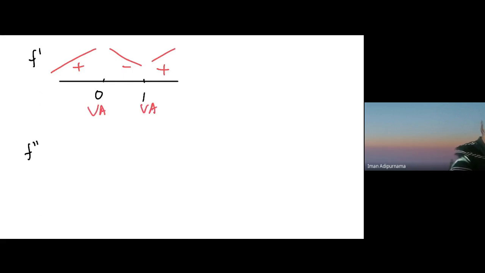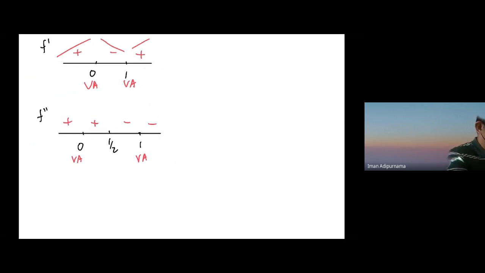We get the second derivative. This is also VA. This is positive, positive, negative, negative.